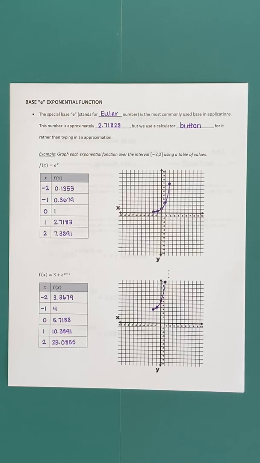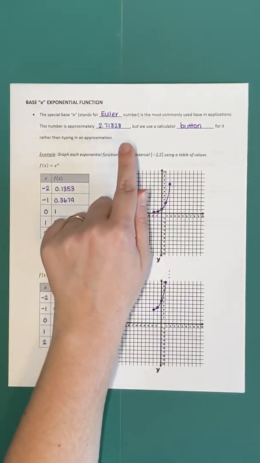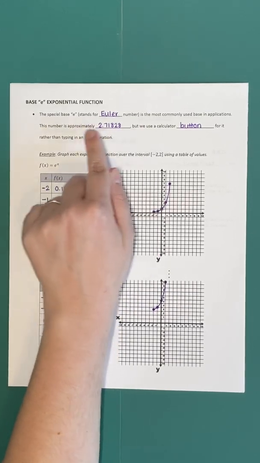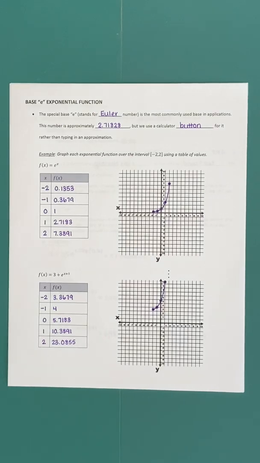So all you really need to know is, in general, e is about 2.72. Now it's like pi in the sense that it's irrational. So this is an approximation. An irrational number continues forever and ever and never repeats. Pi does that, e does that as well.